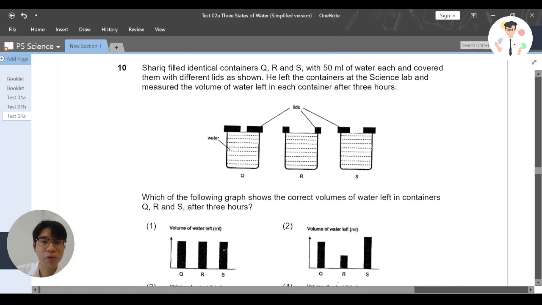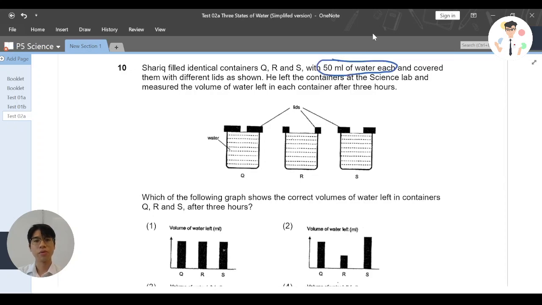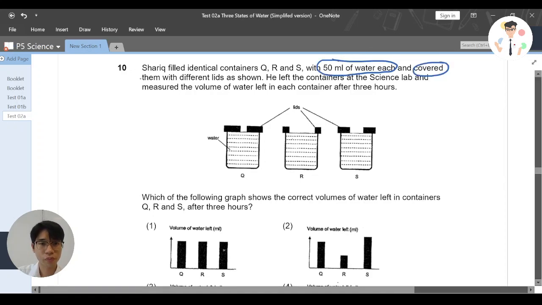Sharik fills identical containers Q, R, S with 50 ml of water each and covers them with different lids as shown. He left the containers in a science lab and measured the volume of water left in each container after 3 hours. So you can see that they are measuring the volume of water left, but you're just leaving it there and waiting to see if there's water left or not. So you should actually be able to guess which process is being tested here.